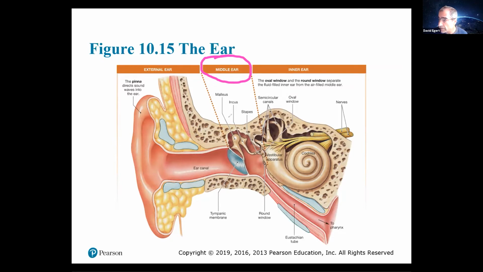Middle ear is important because it's got the little ossicles which help efficiently transfer the vibration into the inner ear, which is where the action happens, the transduction happens.